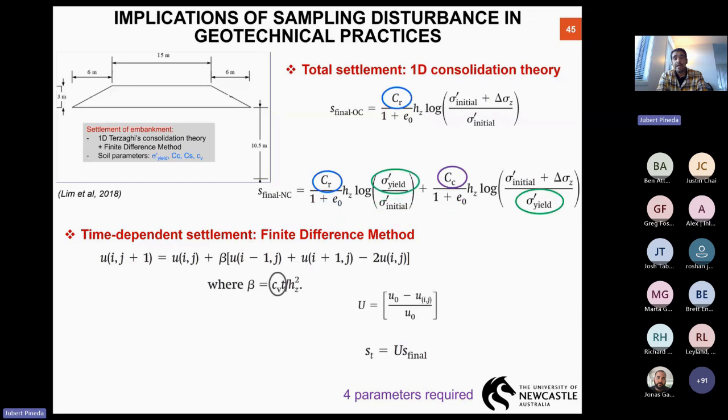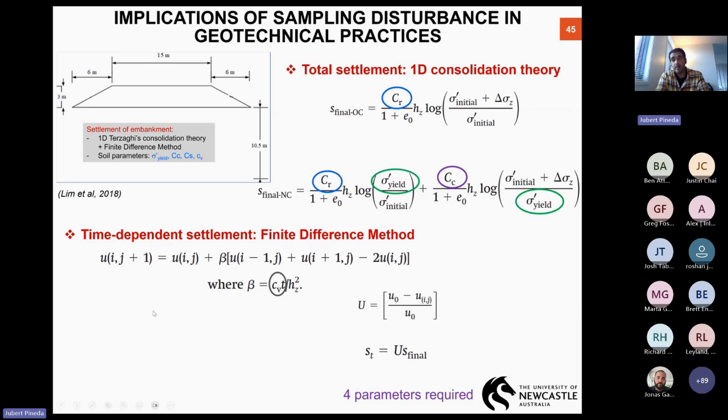So in order to run this analysis, which is very, very useful in Australia because we have embankments for road and rails all the time constructed, this is a really simple way to do it. So we need to obtain 4 parameters from the lab. And I haven't discussed creep in this. I'm not going to include creep, but C alpha is also a key factor here.